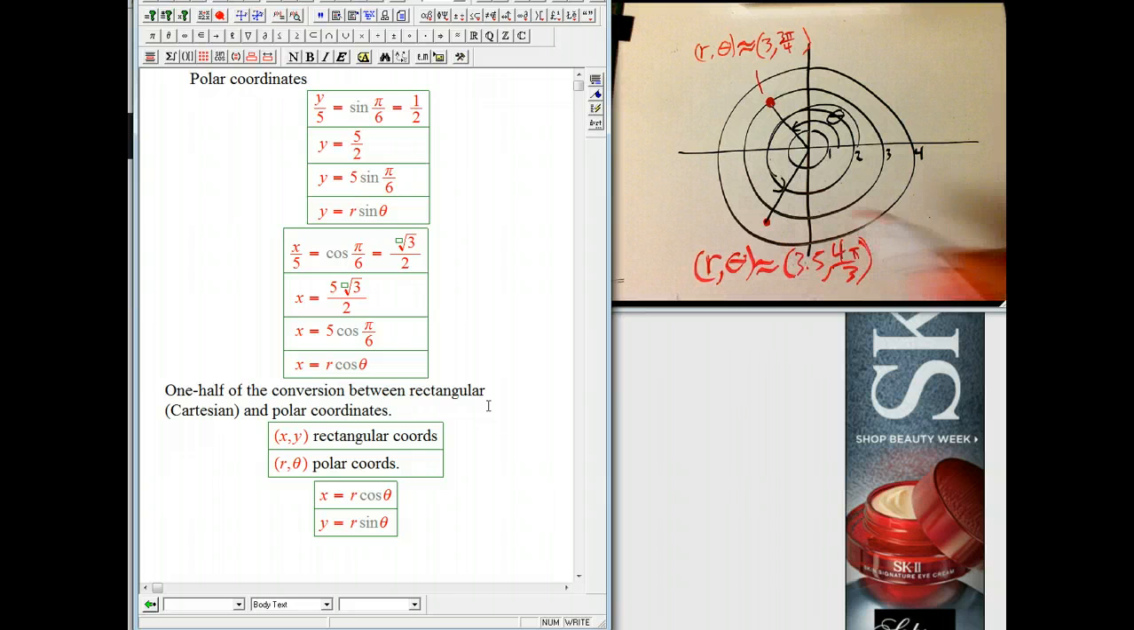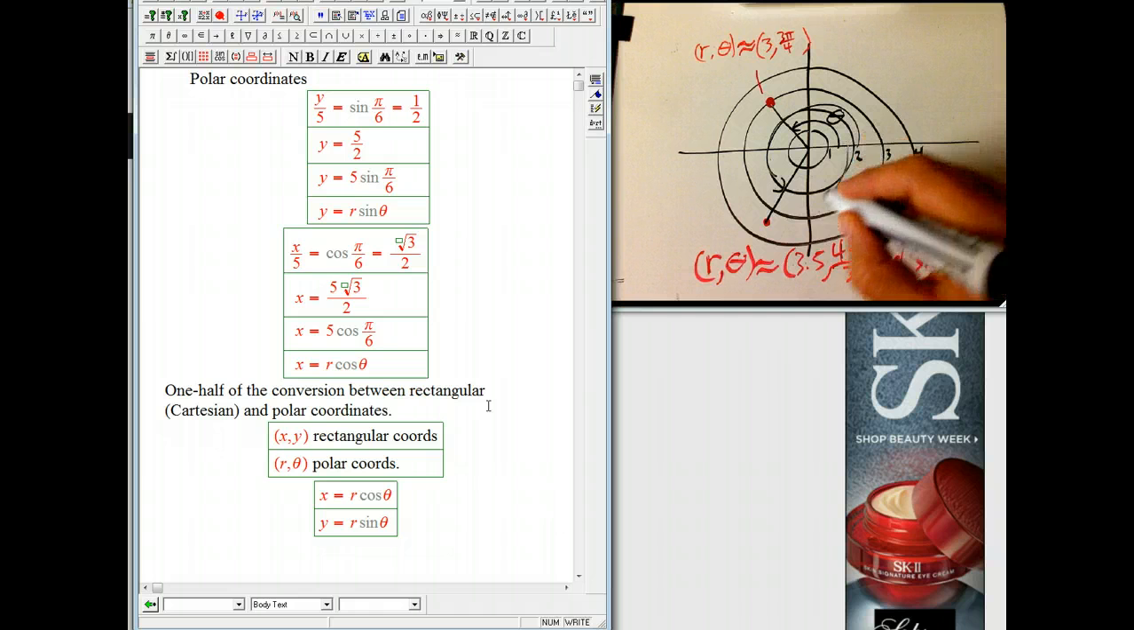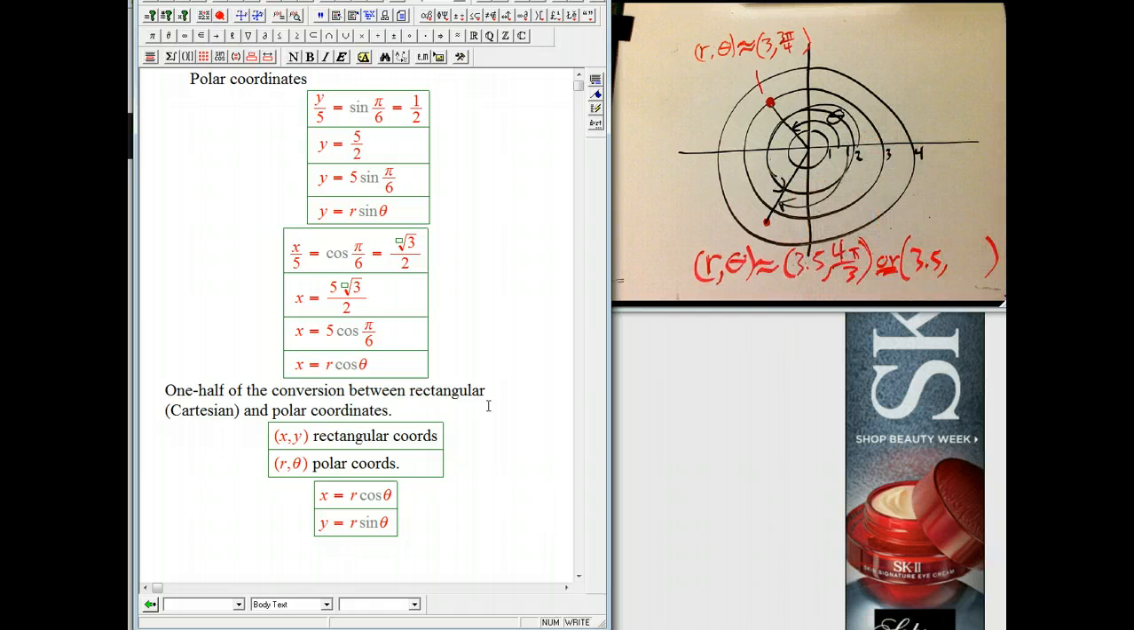And who knows, maybe 4 pi over 3 isn't a particularly good approximation. Maybe it's actually something where I want decimals or something like that. But I just want to get a feel for it. Now, here's the tricky thing about polar that we've experienced before. It's about coterminal angles. We could also describe that as 3.5, comma, we could go around this way. Let's suppose it was right at 4 pi over 3. That's coterminal with minus 2 pi over 3. Or we could even replace that with 10 pi over 3.